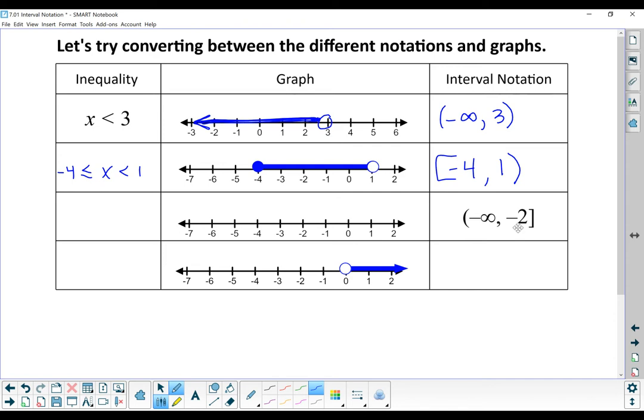Okay, this one gives us the interval, so to graph it, it's all of the numbers from negative infinity up to -2, and the -2 is included. So this is our graph.